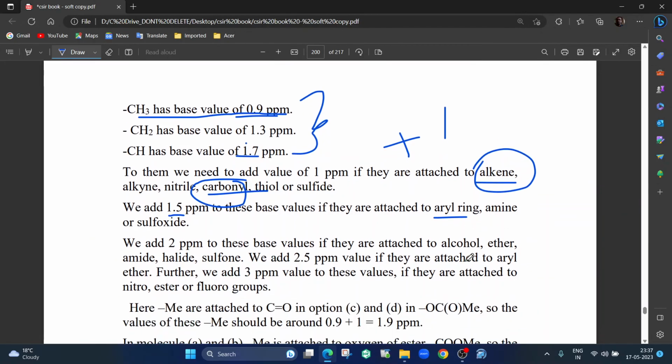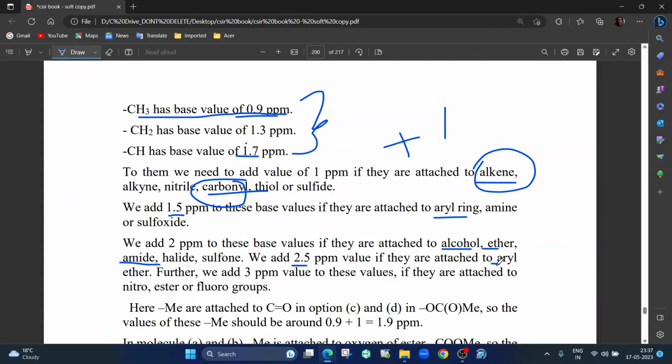Right? Then you have to add 2 if it is attached next to oxygen. So when it's alcohol or ether, amide, even CONH2, right? If CH3 is next to CONH2, then it also becomes like that. And add 2.5 if it is attached to aryl ether. So if it is a simple ether, add 2.